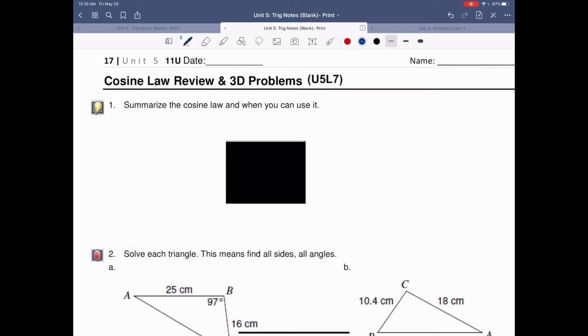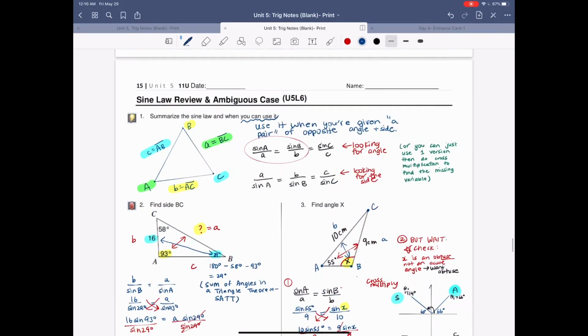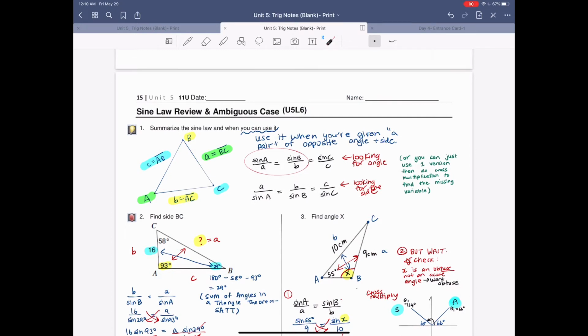So Unit 5, Lesson 7, Cosine Law Review and 3D Problems. So prior we looked at sine law, and basically sine law said that you take a look at your angle and your corresponding side, and using that relationship you can either find the angle or the side depending on what you need.